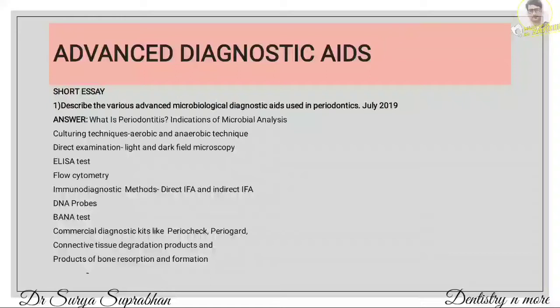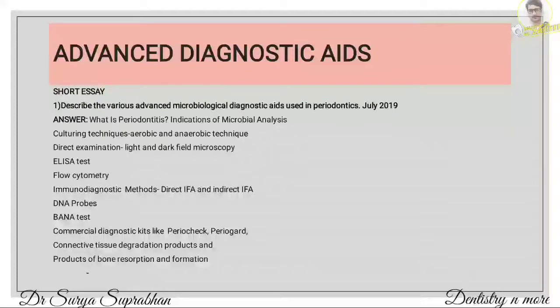Next is short essay. Describe the various advanced microbiological diagnostic aids used in periodontics. So for this, first you have to define what is periodontitis, and then you have to write the indications of microbial analysis. Why do we have to do microbial analysis? First is for the initial diagnosis and treatment planning. And second is to monitor the treatment efficacy. Third is to determine if there are any active sites of tissue destruction.